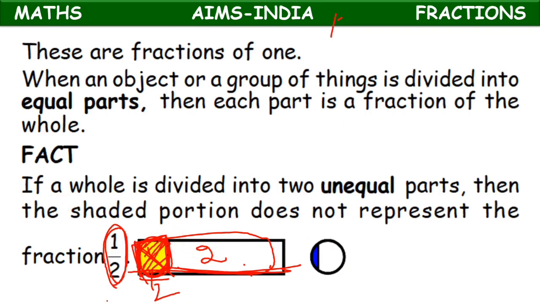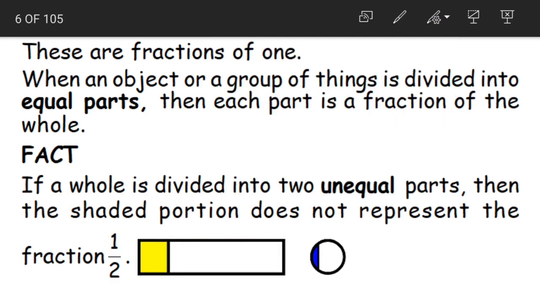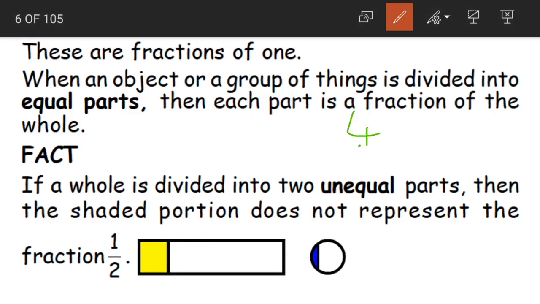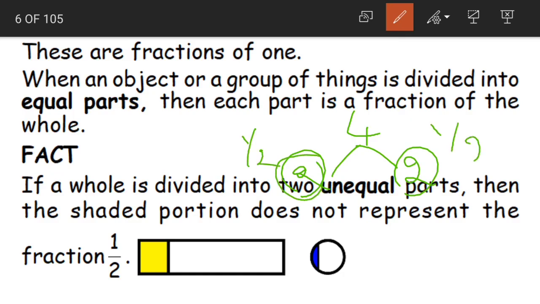Understood, right? For the fraction to be 1 by 2 or exactly half, what should we do? We should divide the whole or a group of things. Even we can take a group of things. Suppose you are taking 4 apples and dividing them equally, 2 and 2. Yes, both the persons receive the same number of apples. Then it is called 1 by 2 and 1 by 2, children, half and half. Okay.